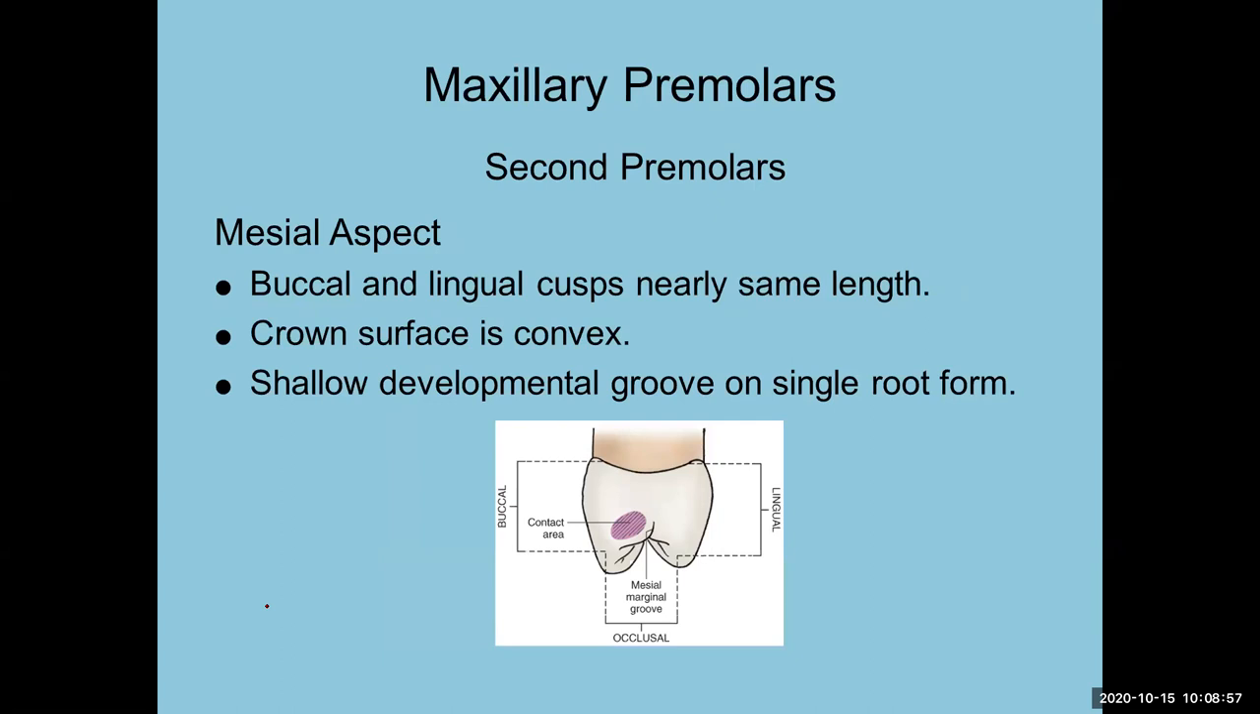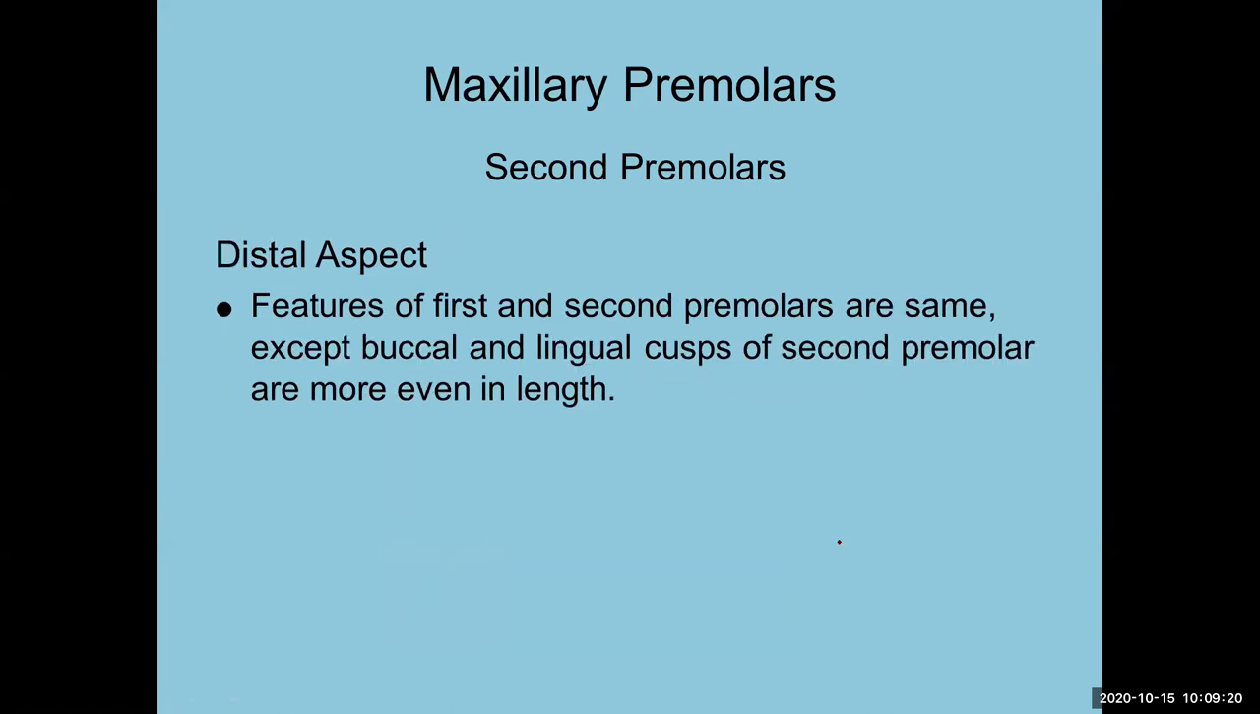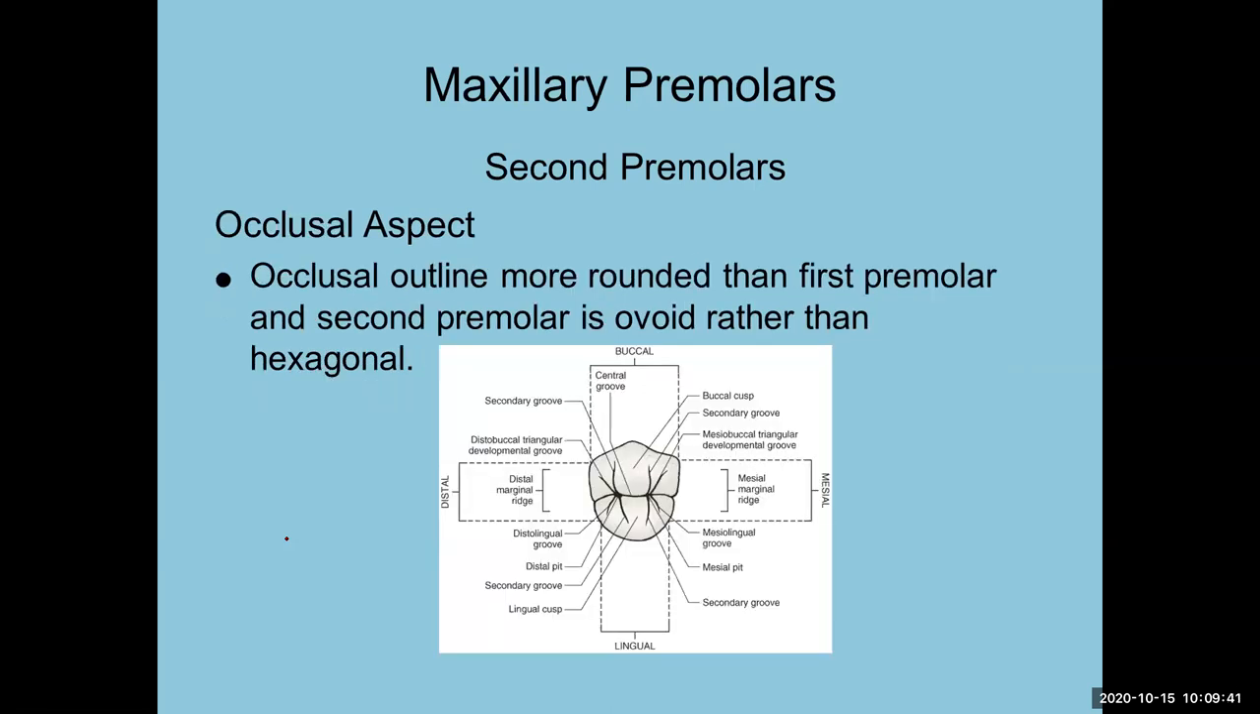For second premolars on the mesial aspect, the buccal and lingual cusps, again, are nearly the same length. The crown surface is convex. You can see a shallow developmental groove on a single root form. From the distal aspect, comparing the first and second premolars, they are about the same, except the buccal and lingual cusps on the second premolar are almost equal in length. Again, we're transitioning from the canine, from the first premolar to a molar in the second premolar. The occlusal outline is more rounded than the first premolar. It's more ovoid.